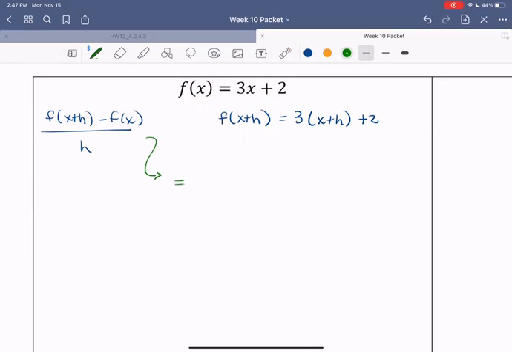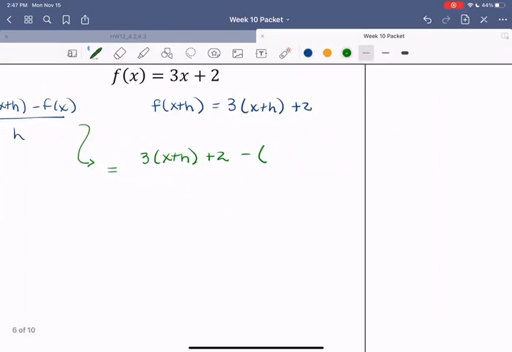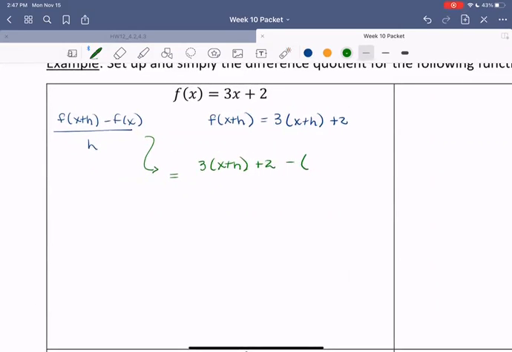So that difference quotient for us will look like 3 times x plus h plus 2 minus, and I'm going to use a lot of parentheses because I want to make sure that we include that negative for all of that f of x term. I'm going to set up some parentheses there. So in my parentheses, I'll just close it here. I'm just going to insert that f of x. So I'm going to have 3x plus 2 all over h.